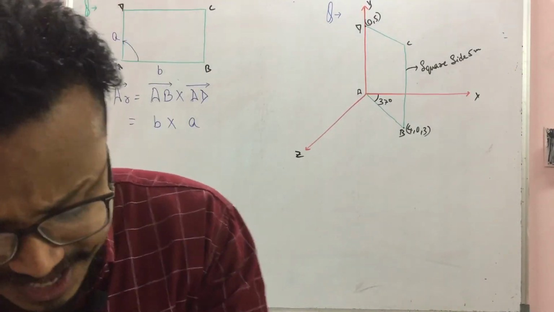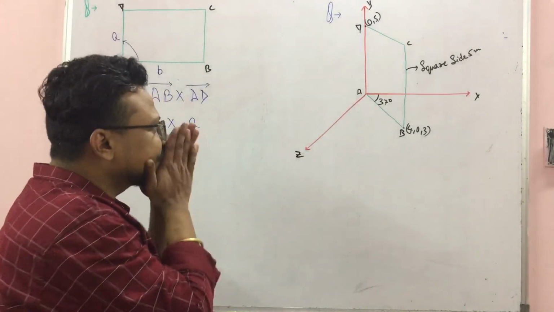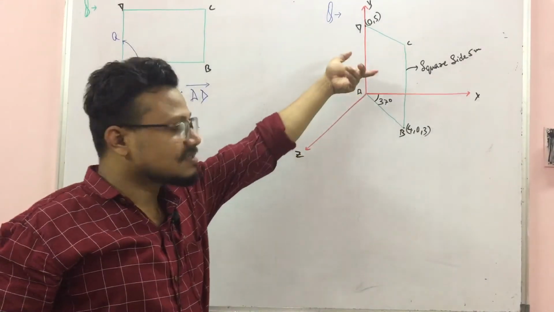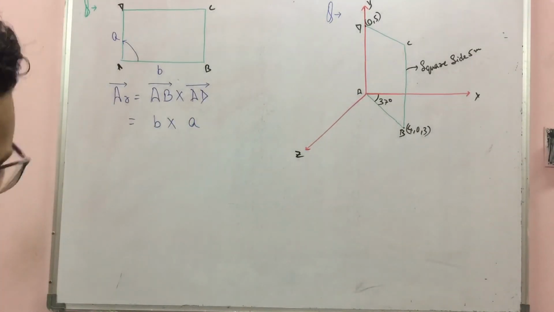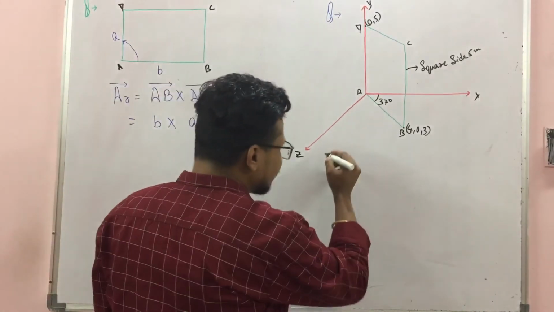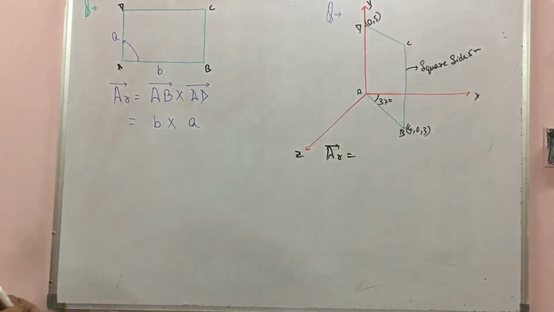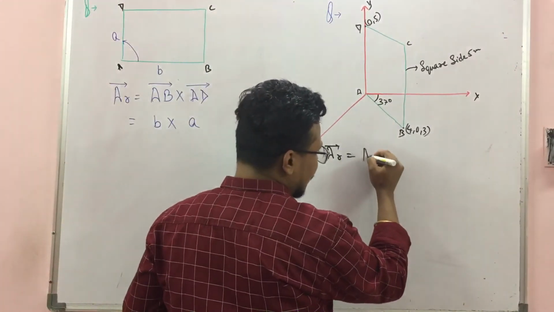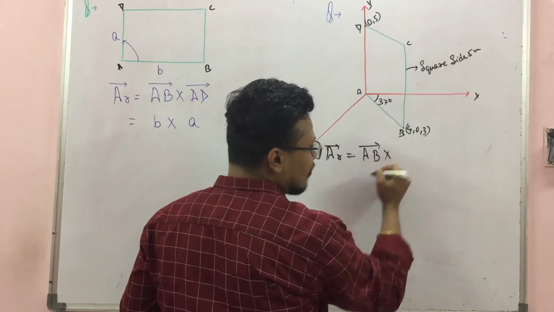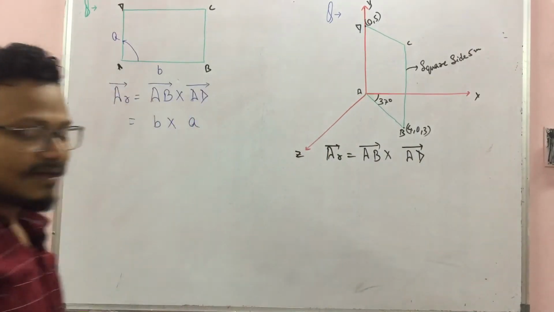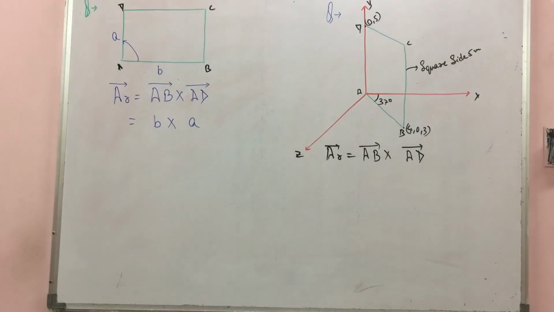Achha, area vector means what? Area vector means this cross this. Okay. How will we do it now? See here, very good thing it is. AB cross AD. What exactly will we do? We will do AB cross AD.